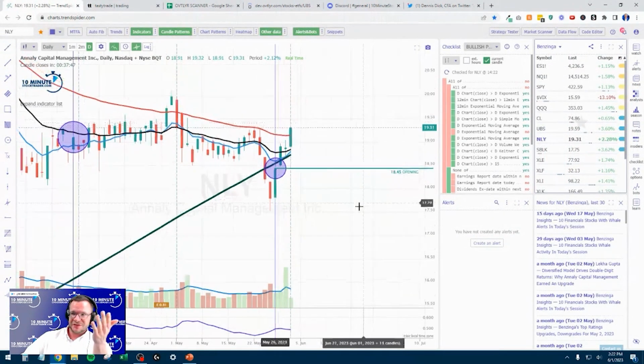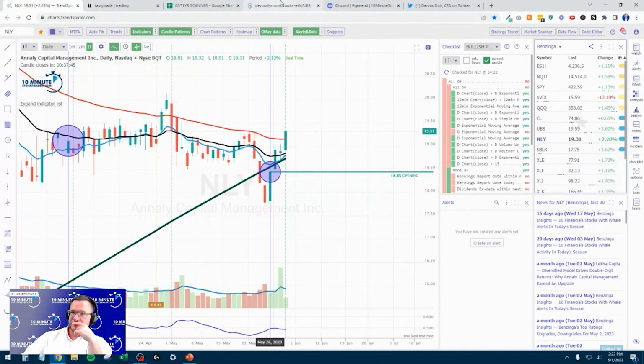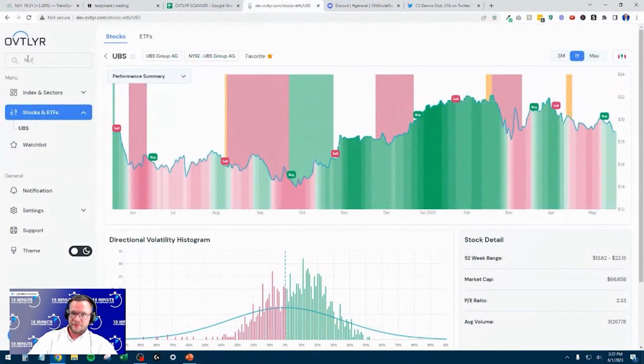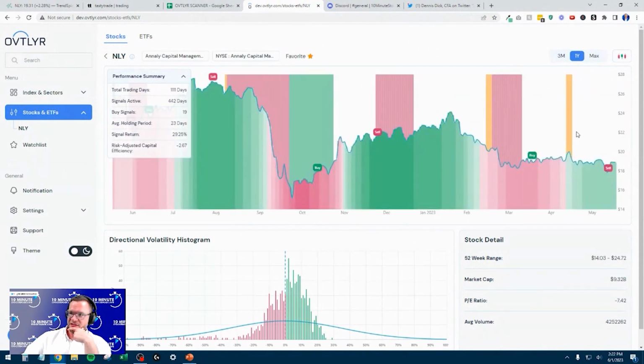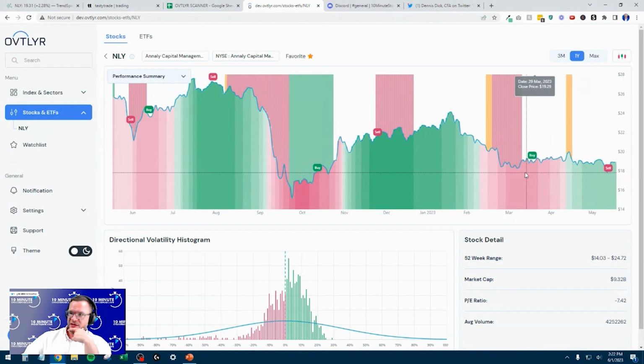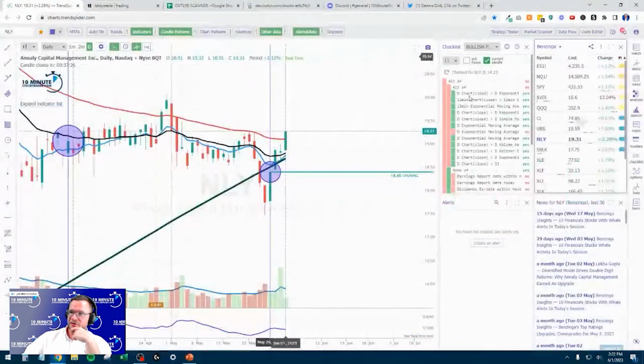Next is NLY. This one hasn't been too great either. At least not so far. Now NLY, we don't have an exit signal on this yet. But that would be either a darker pink color like this or a buy point showing up. And we don't have either of those right now. So both of these, or all 3 of those so far, are going to stay on.